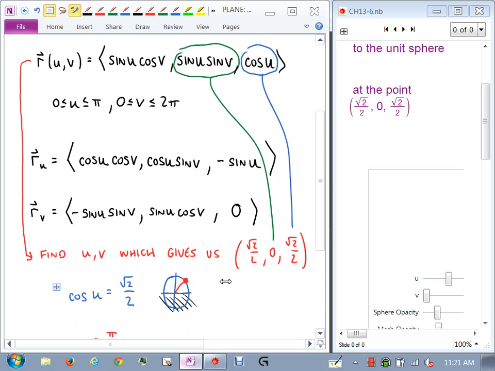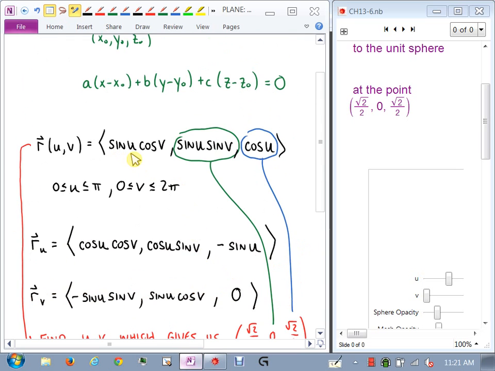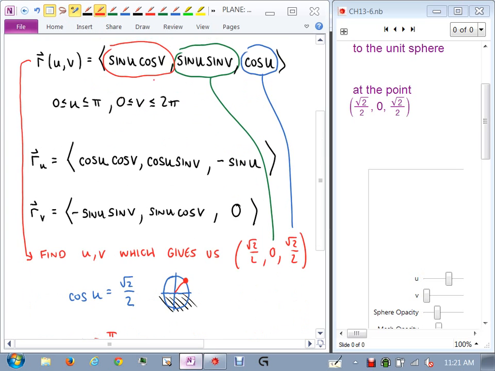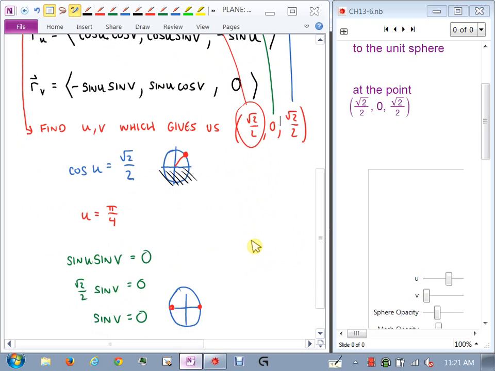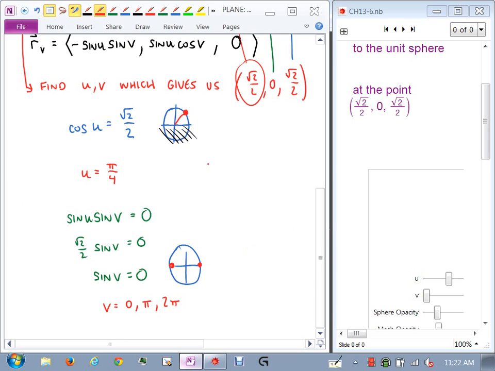Okay, so now we come back and we say, well, look, we might need this one to narrow it all down. So we need sine u cosine v to be equal to what? This one? Root 2 over 2? So let's go ahead and write that one down. I need sine u cosine v to be equal to root 2 over 2.